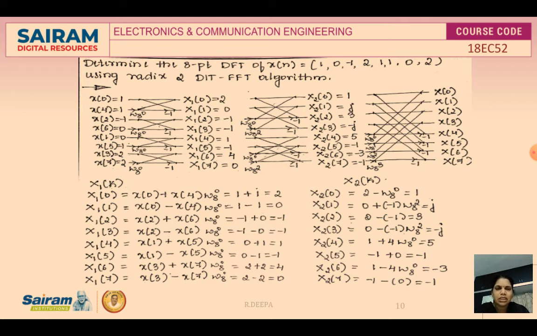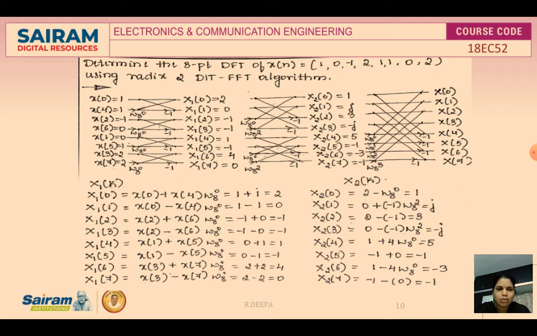From the structure again we are going to frame the equations, and all the equations I have listed out here. So x2 of 0 will be equal to one input from x1 of 0, another input from x1 of 2 into w8 power of 0. So it is 2 minus 1, which is 1. And for x2 of 1 it is x1 of 1 plus x1 of 3 into w8 power of 2.